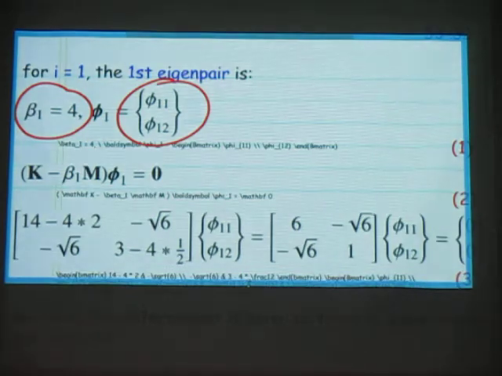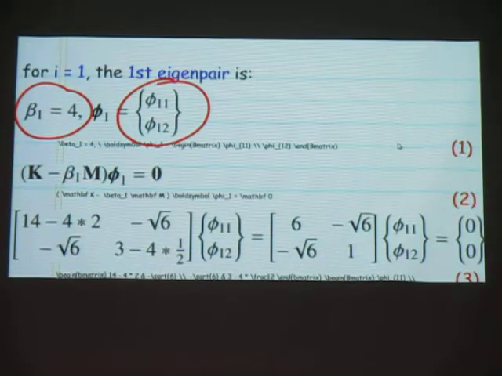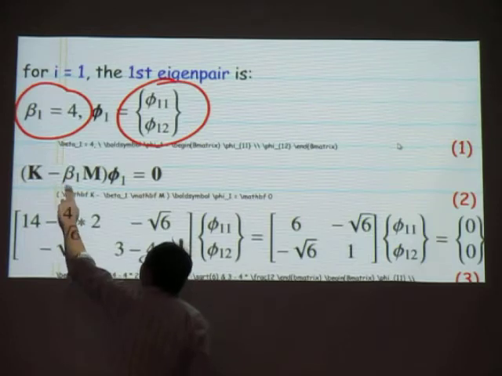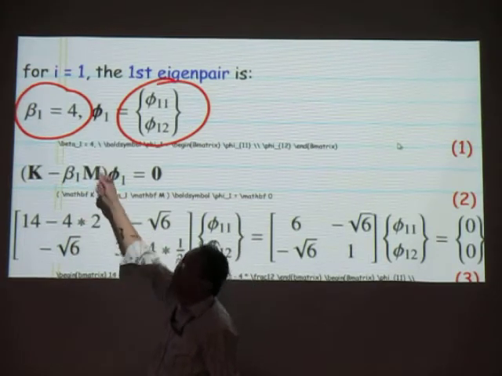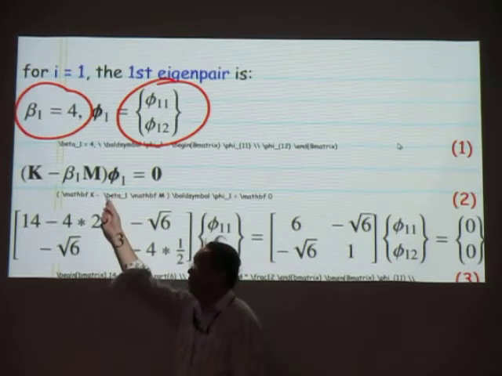So let's move down further. All right, so now you move the right-hand side to the left. And so here is the matrix K minus beta 1 M times phi 1. Beta 1 is null, that's equal to 0. So here you have 2 unknowns, 2 equations.